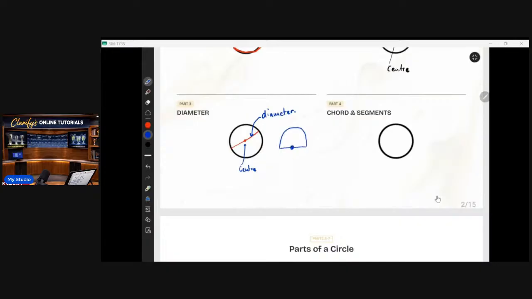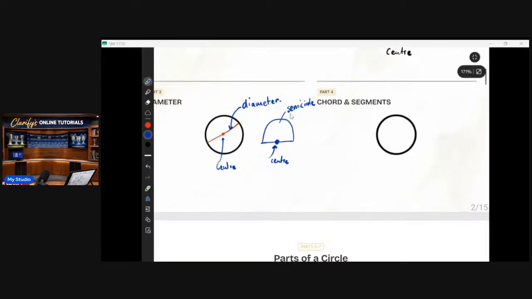A circle is split in halves. The line has to pass through the center. Then the circle is split in halves, and that half is called a semicircle. So whenever you see the word semicircle, look for the diameter. Semicircle is half a circle. It is only made by a diameter. Without a diameter, you can never ever have a semicircle. Make no mistake about that, students.